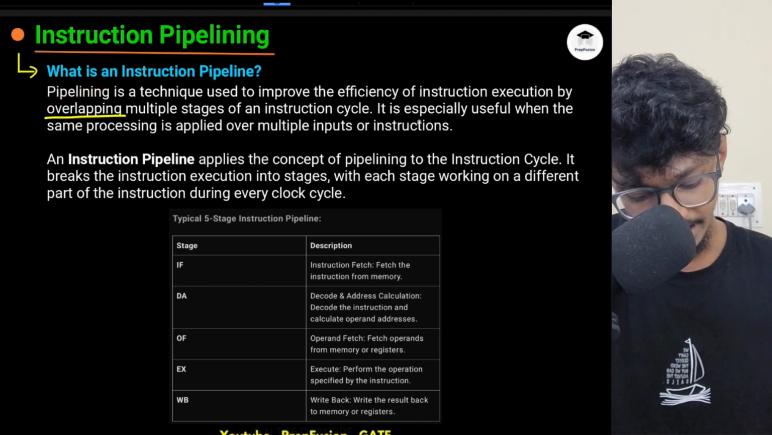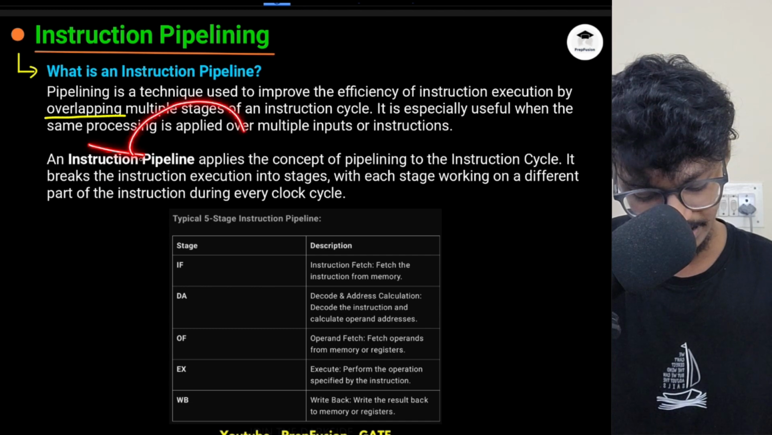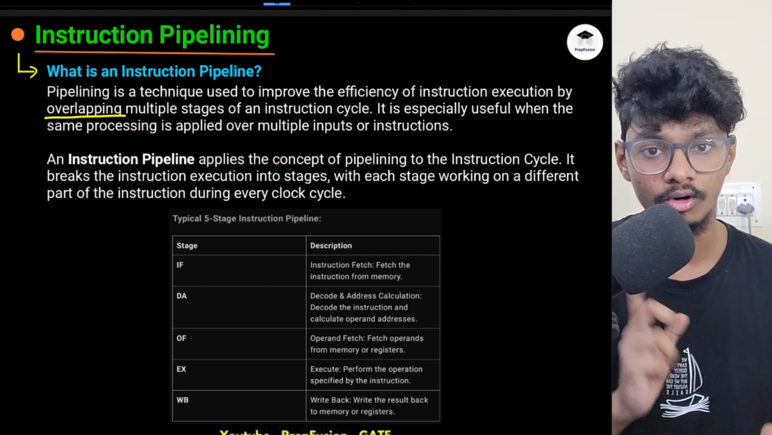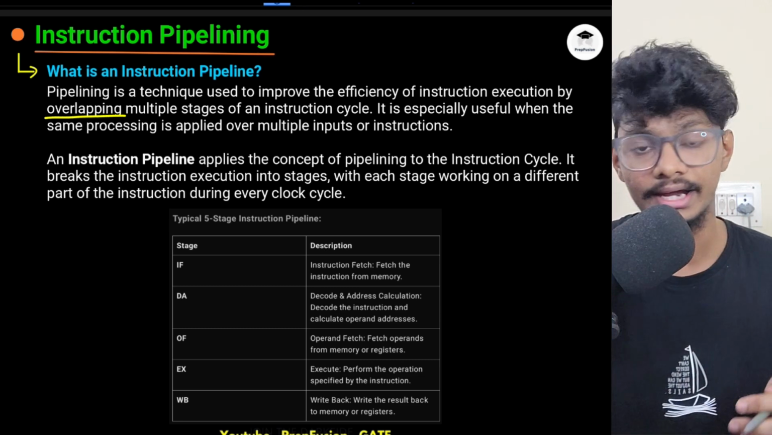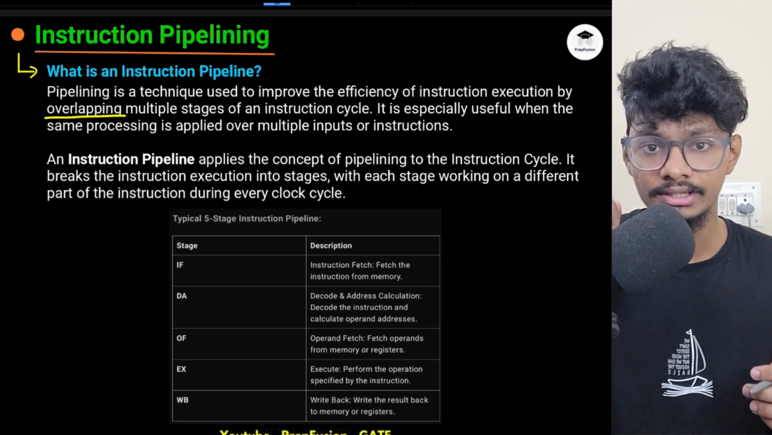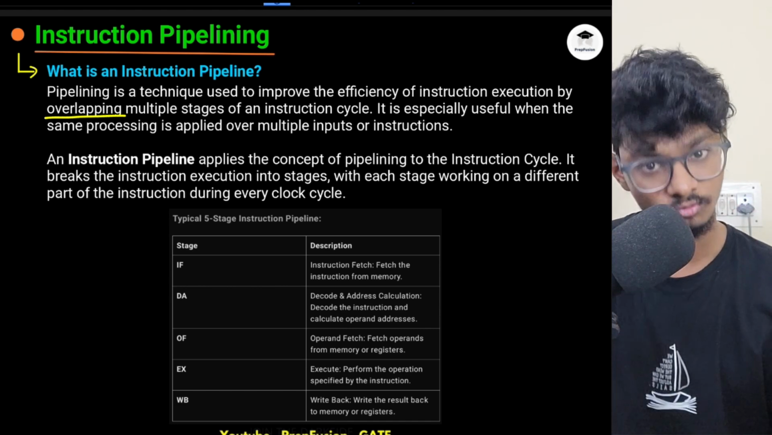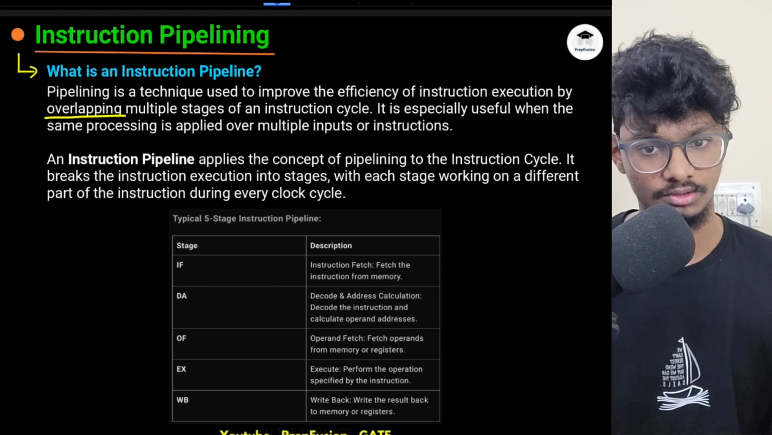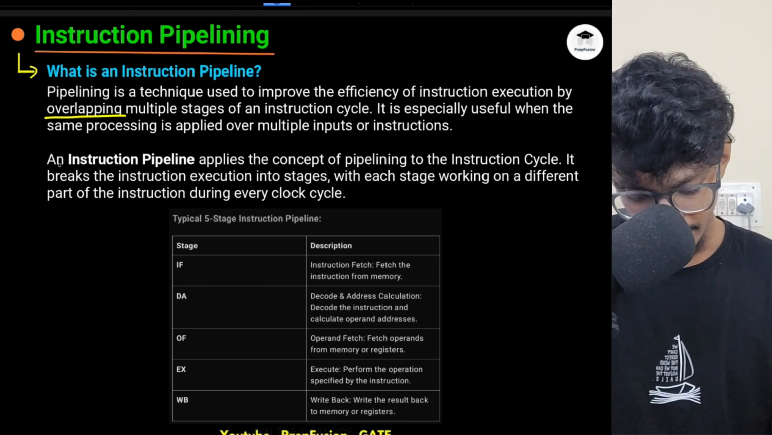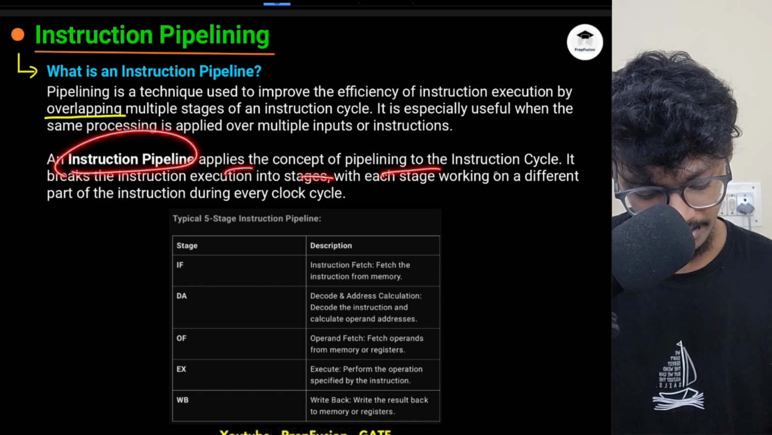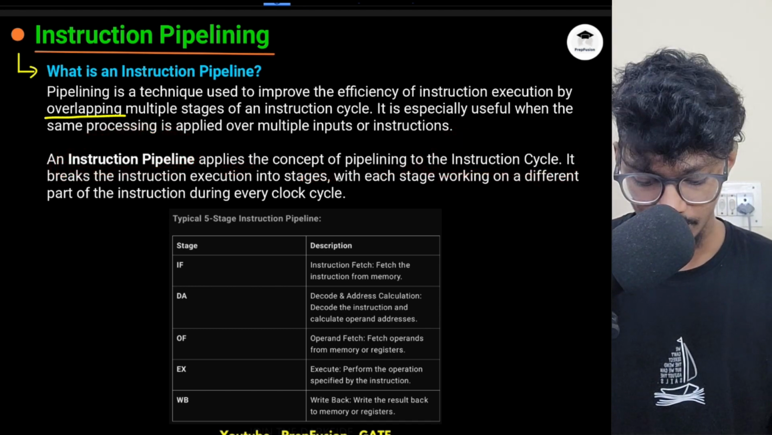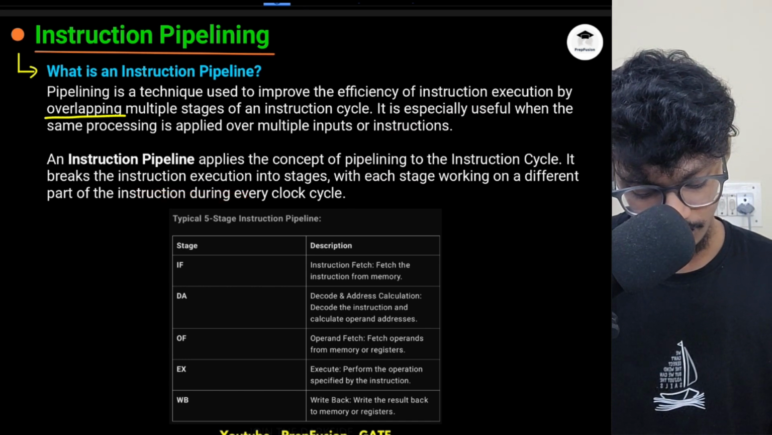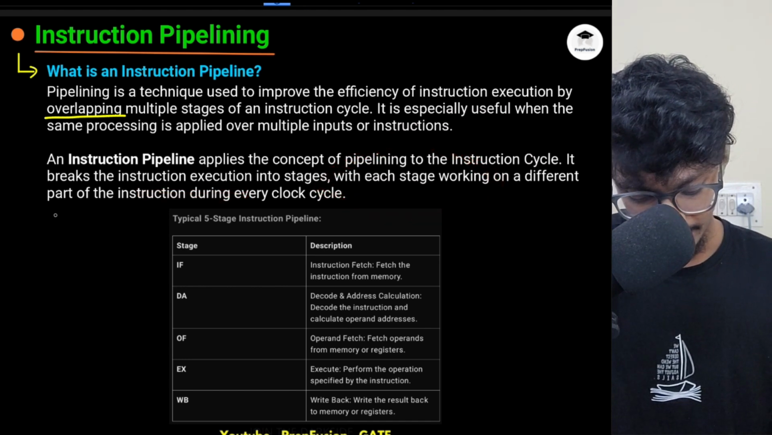Okay, just after this. It is especially useful when the same processing is applied over multiple inputs or instructions. As explained in the previous lecture as well, pipelining will be useful only when we are doing a similar kind of operation. Just like I took an example where it was a plus b times some other z variable. We are doing that on different operands, but we are performing the same operation only. Okay, so that is what we do. An instruction pipeline applies the concept of pipelining to the instruction cycle. It breaks the instruction execution into stages with each stage working on a different part.